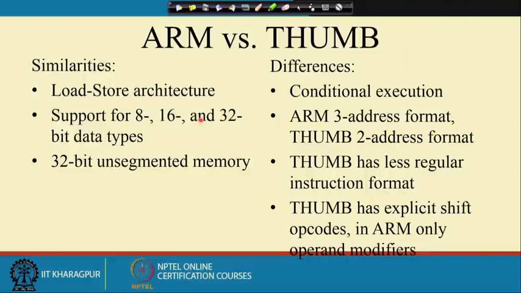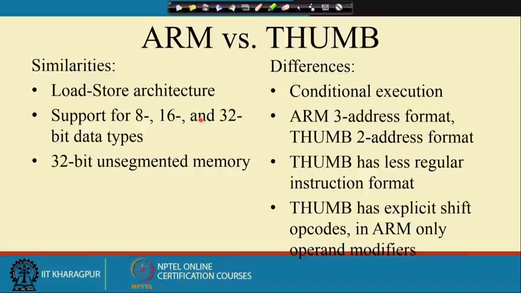So, the entire memory space is similar. We do not have differentiation like this, which is true for some Intel processors, where the memory is divided into code segment, data segment, stack segment and so on. But in case of both ARM and thumb, it is taken as unsegmented memory. So, the responsibility lies with the programmer to understand what is program memory or data memory. As far as differences are concerned, conditional execution is supported in ARM, but it is not there in thumb.